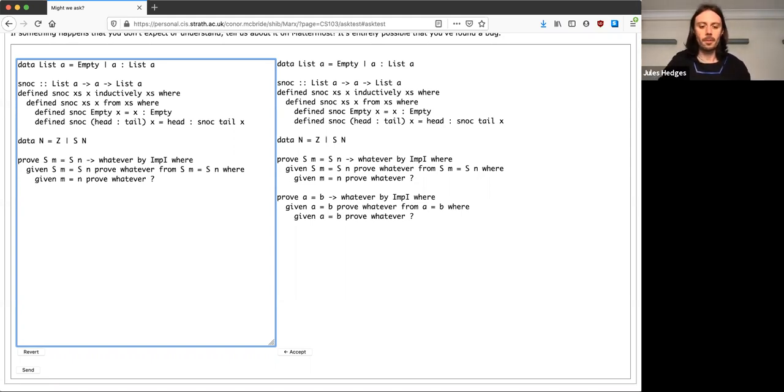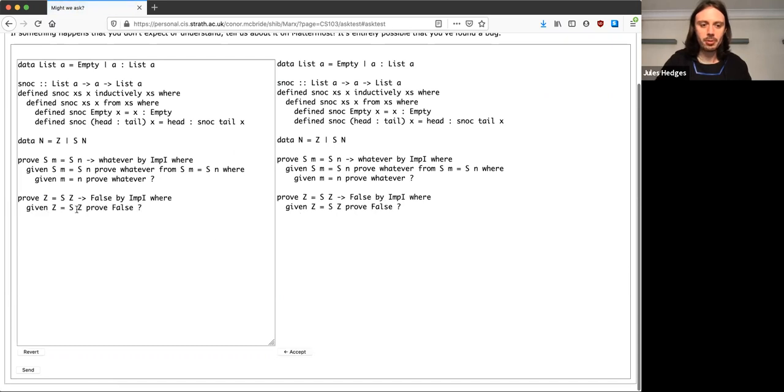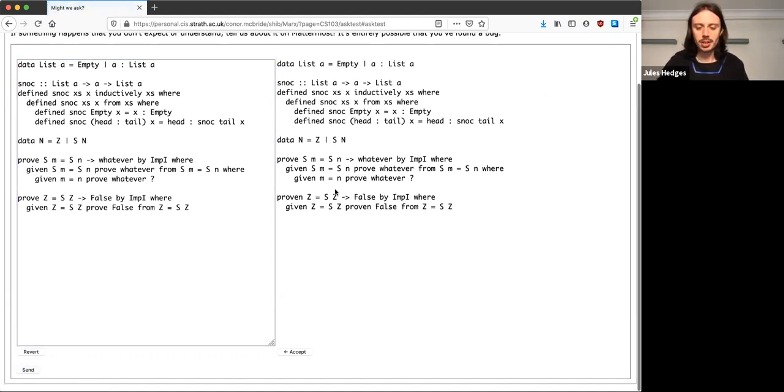So for example, I can say prove 0 equals 1 implies false. So 0 equals 1 is something that's not true, right? But if I assume it as a hypothesis by putting it on the left-hand side of implies, then I can use this to break the universe. So I can say by imp I. So now I'm given 0 equals 1 and I have to prove false. I can do this from 0 equals 1. And ask accepts this as a complete proof.